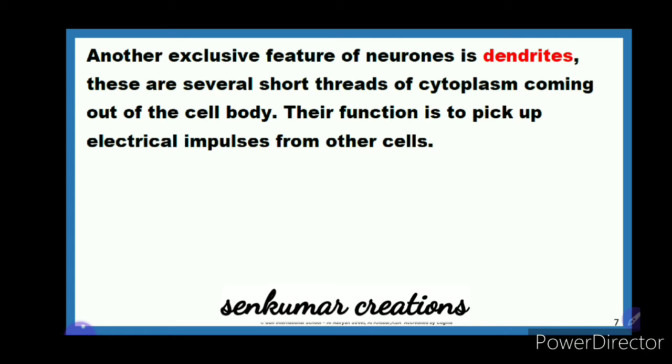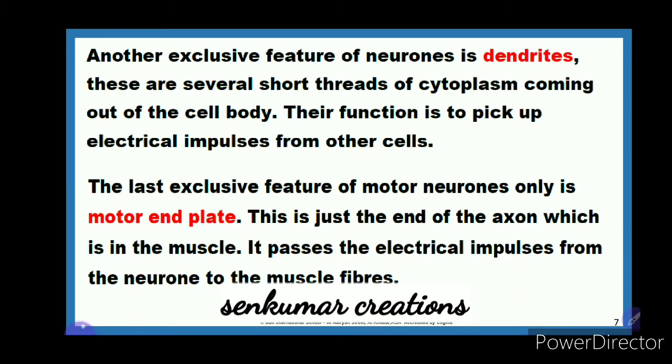The last exclusive feature of motor neurons only is the motor end plate. The third part is the motor end plate. This is just the end of the axon, which is in the muscle, and it passes the electrical impulses from the neuron to the muscle fibers. From the neuron to the muscle, the response is given through this motor end plate. Okay, students.